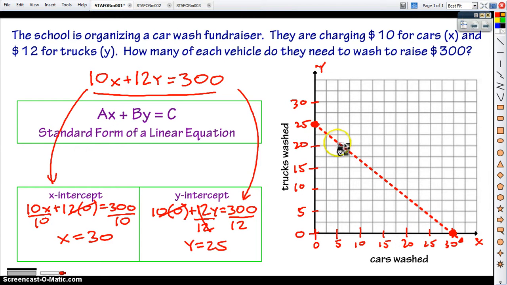So if I pick any point along this line, I'll get a combination that works out to $300. So 30 cars washed and 0 trucks washed, 30 times the $10, that's 300. If I pick other points, no matter where I pick, I'll also get a situation that gives me $300. And so that's how we use standard form of linear equations to graph. We find the x-intercept and the y-intercept by plugging in zeros and use those points to draw our line.